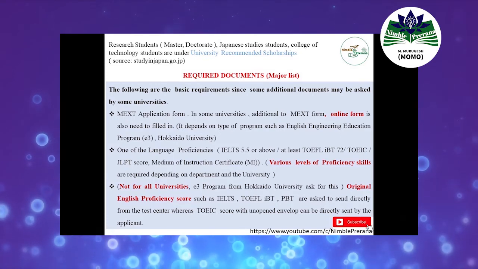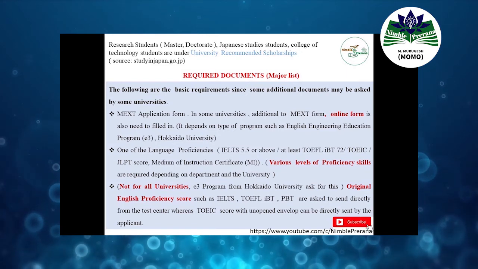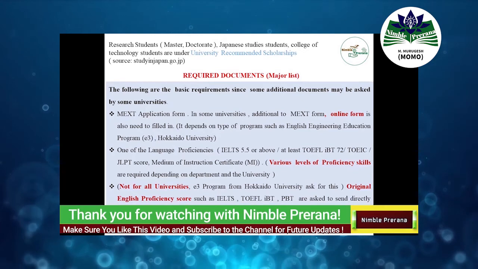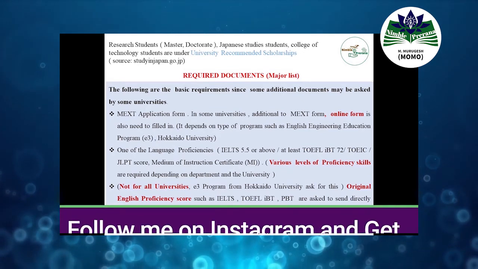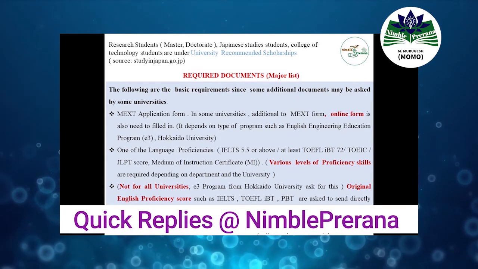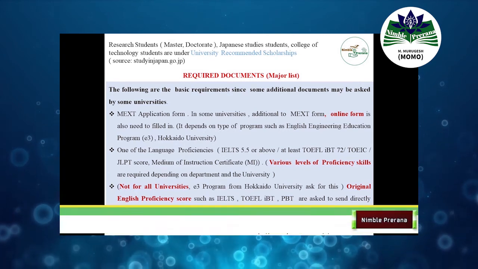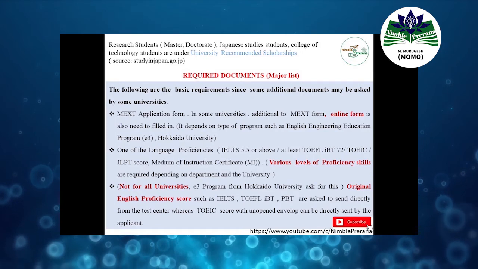The first thing is the MEXT application form. As I described earlier, in some universities we need to fill in an additional MEXT form, which is an online form. It depends on the type of the program. For example, for Hokkaido University, I applied to the English Engineering Education Program, EDU. In that case, I needed to fill in the EDU form.